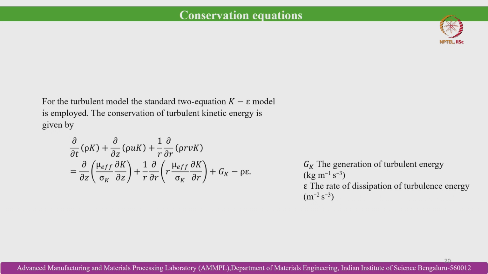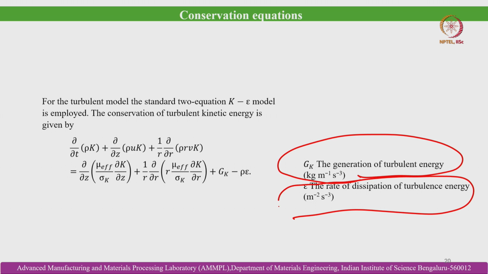The conservation of turbulent kinetic energy can be expressed as del del T of rho K plus del del Z of rho U K plus 1 by R del del R of rho R V K is equal to del del Z of mu effective by sigma K del K del Z plus 1 by R del del R of R mu effective by sigma K del K del R plus G K minus rho epsilon, where G K is the generation of turbulent energy, in kg per meter second cube, and epsilon is the rate of dissipation of turbulence energy, that is 1 by meter square second cube.